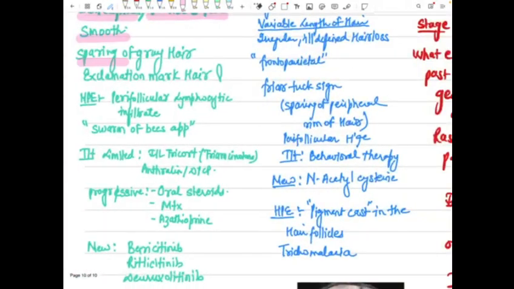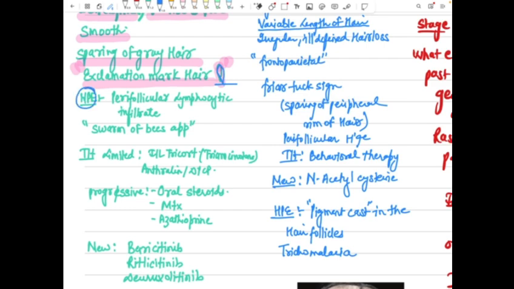There will be sparing of the gray hair. This you should know, and overnight turning of the hair gray is also known as this phenomenon. Then exclamation mark hairs are seen in alopecia areata. The distal end will be broader and towards the base it will be very pointed, and it will form an exclamation mark.